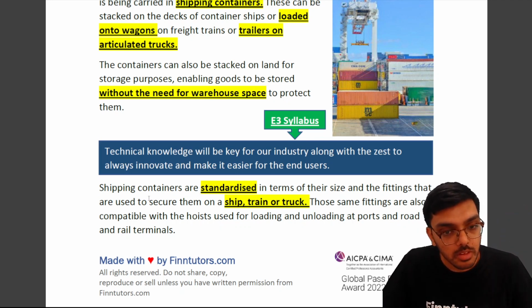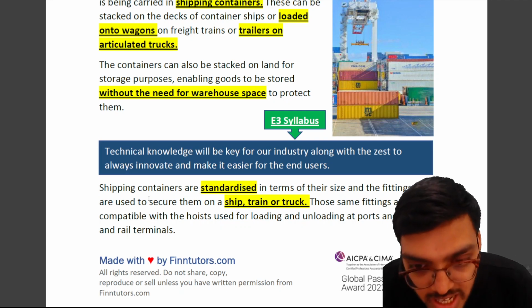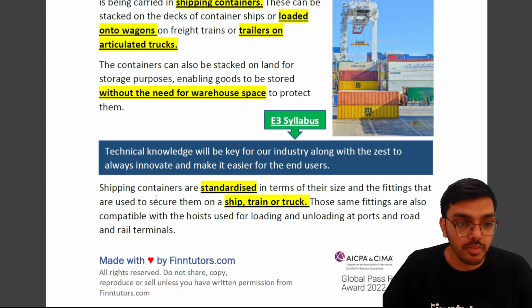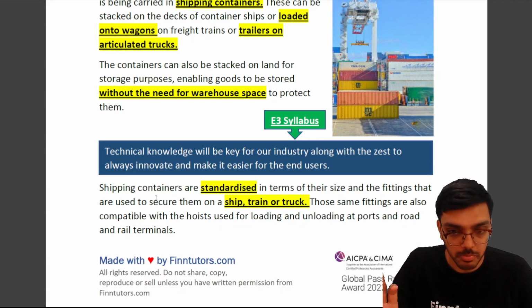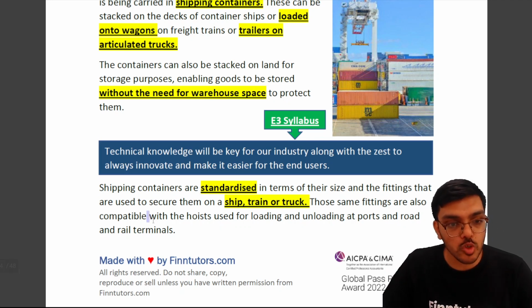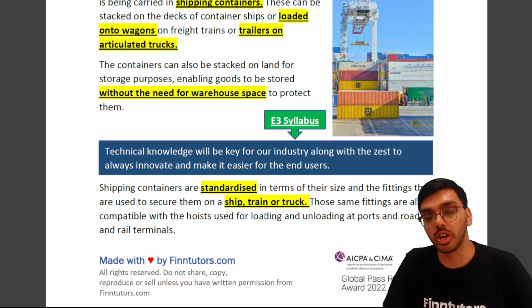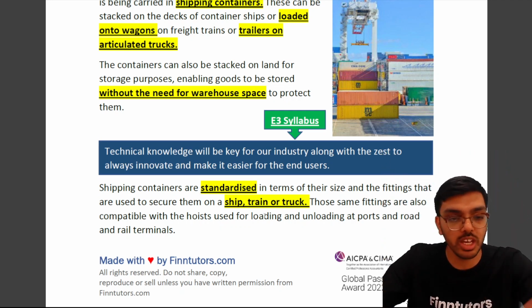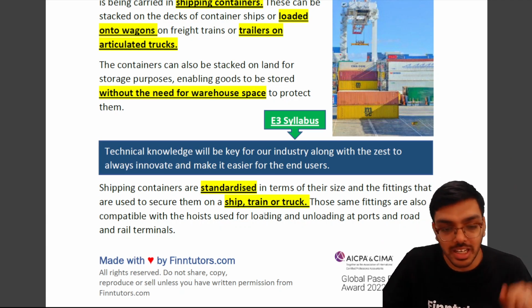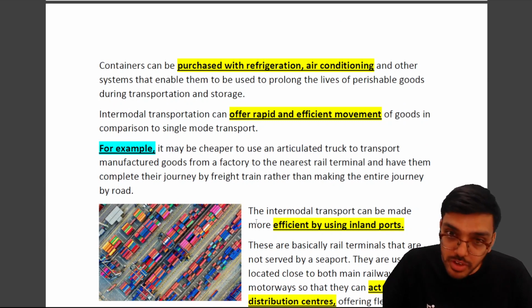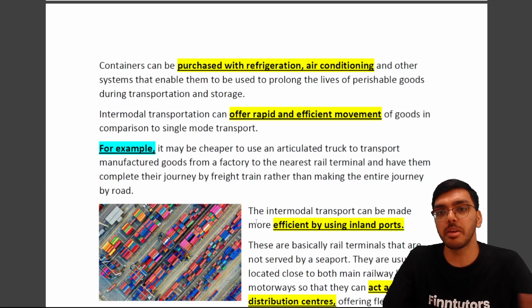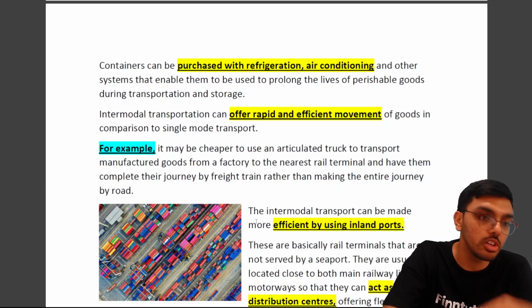Shipping containers are standardized in terms of their size and their fittings, so it's easier to put them on a ship, train or truck. Those same fittings are also compatible with the hoists, those cranes used for loading and unloading these shipping containers. Containers can be purchased with refrigeration, with air conditioning. It all depends on the type of good you are transporting.